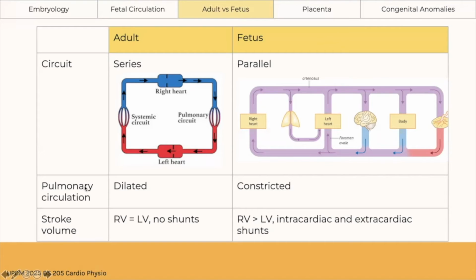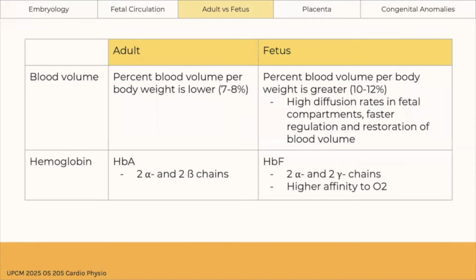The pulmonary circulation in the adult is dilated and constricted in the fetus, and the stroke volume is equal for both ventricles in the adult because there are no shunts, but higher in the right ventricle for the fetus because of the presence of intracardiac and extracardiac shunts.